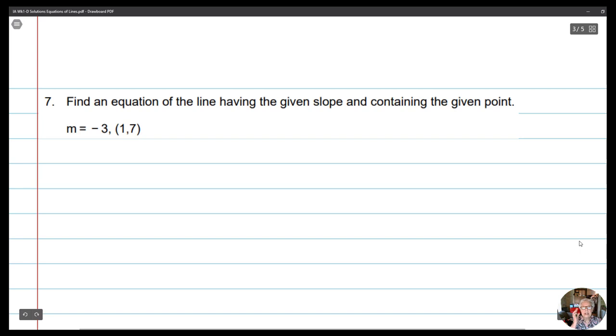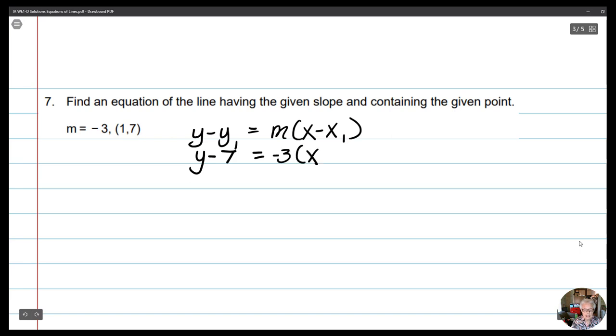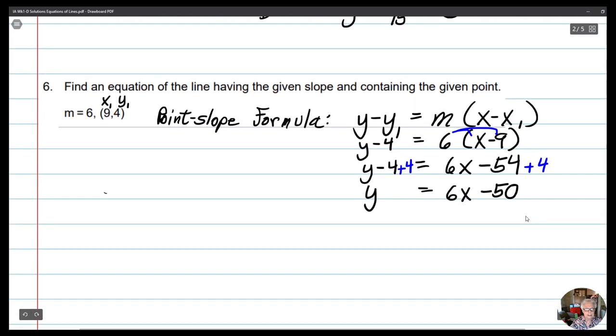We're going to do the same thing again. I'm going to write, because I have a slope and a point that is not a y-intercept, y minus y1 equals m times x minus x1. So y minus 7 equals negative 3 times x minus 1. Going back up here just to check something.